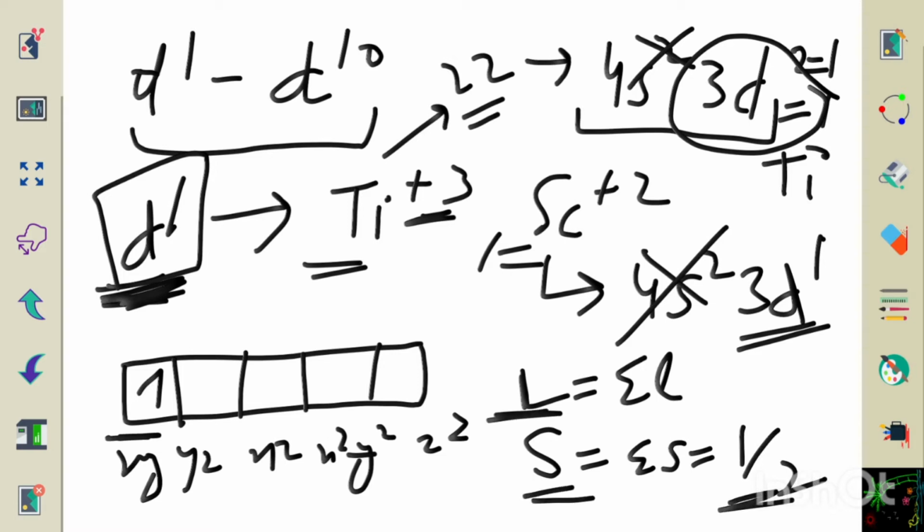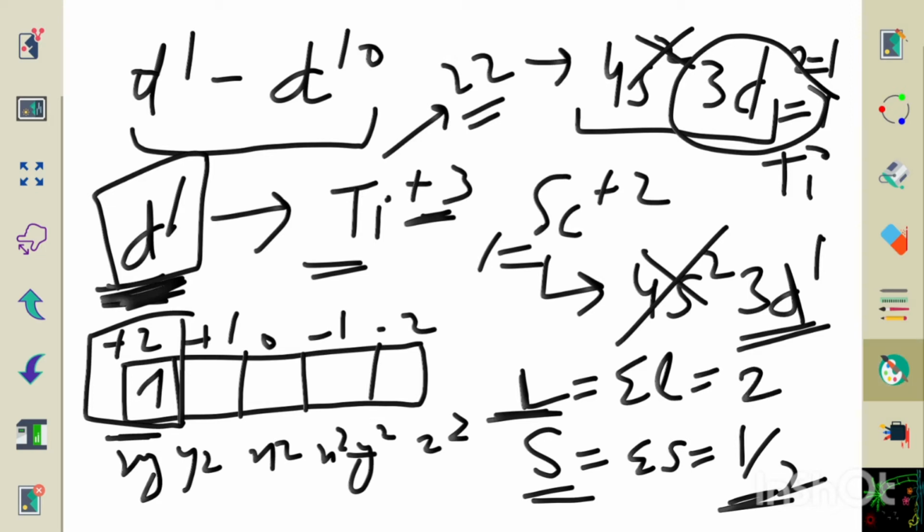For calculating the capital L value, we should first know the m values for all these. In the d case it varies from plus 2, plus 1, 0, minus 1, minus 2. As the electron is present in dxy, that is plus 2, irrespective of which orbital it is present in, we will count plus 2. So capital L is the summation for 1 electron, that is 2. So the value of capital L here is 2 and the value of capital S is half.